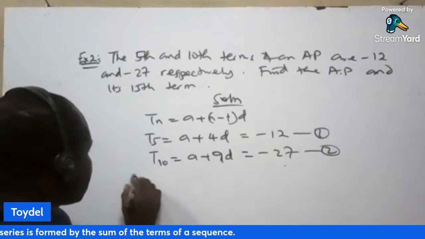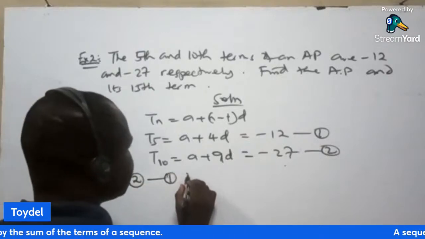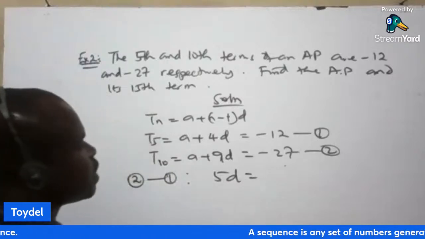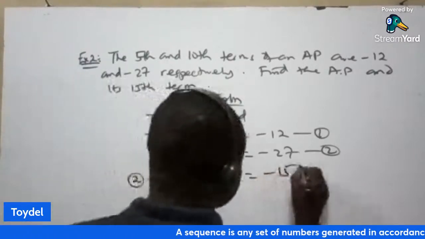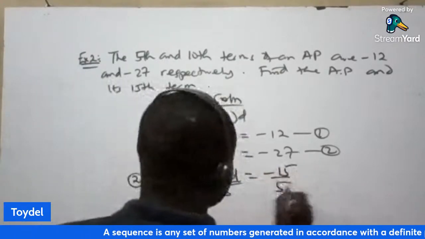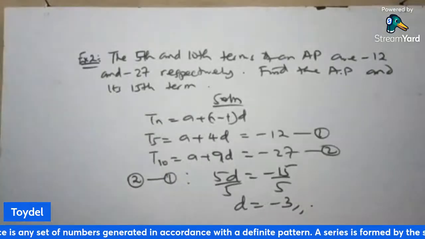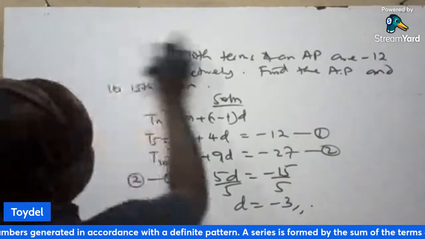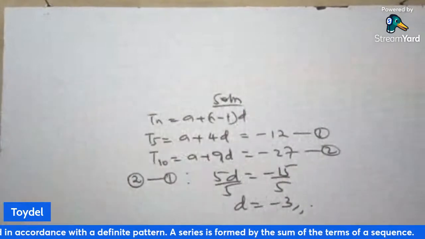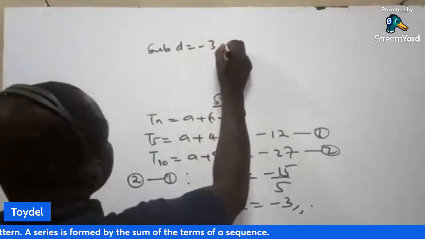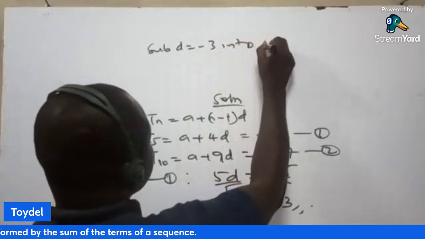So I can say equation 2 minus equation 1. If I do that, I'm going to get 5d to be equal to minus 27 minus minus 12, that's minus 15. Then divide both sides by 5. So d will be equal to minus 3. And from there, I can substitute d equal to minus 3 into equation 1.